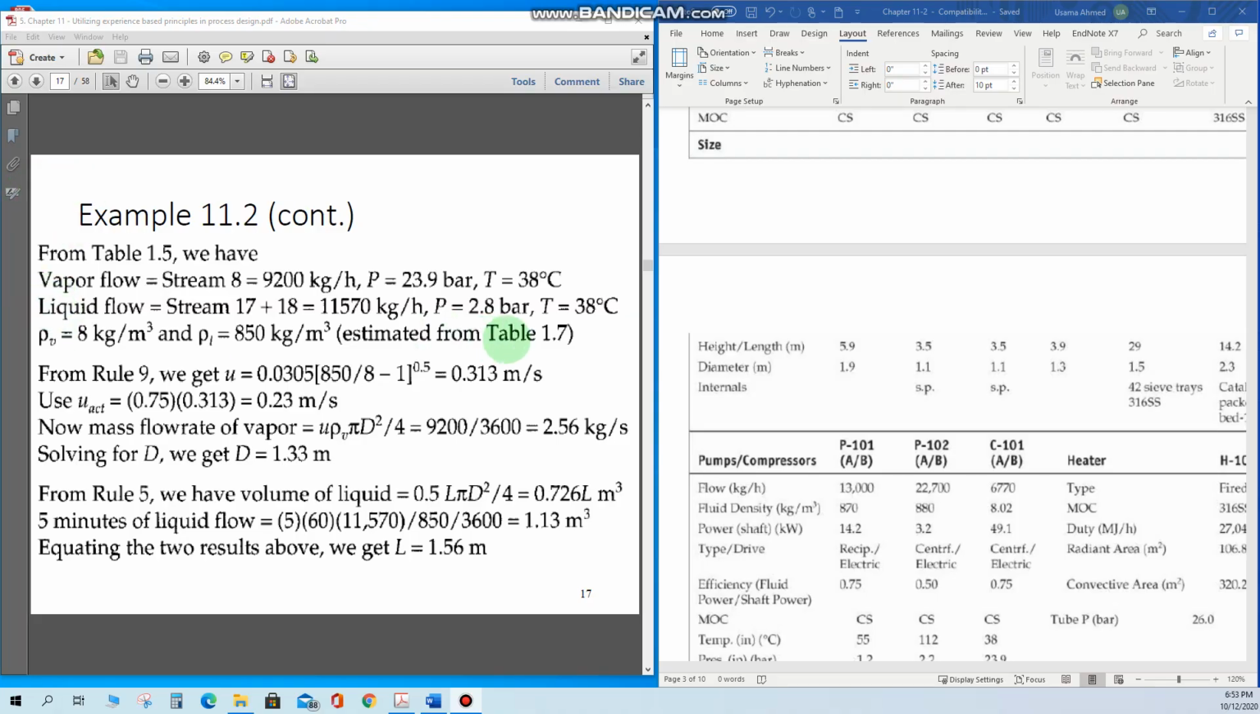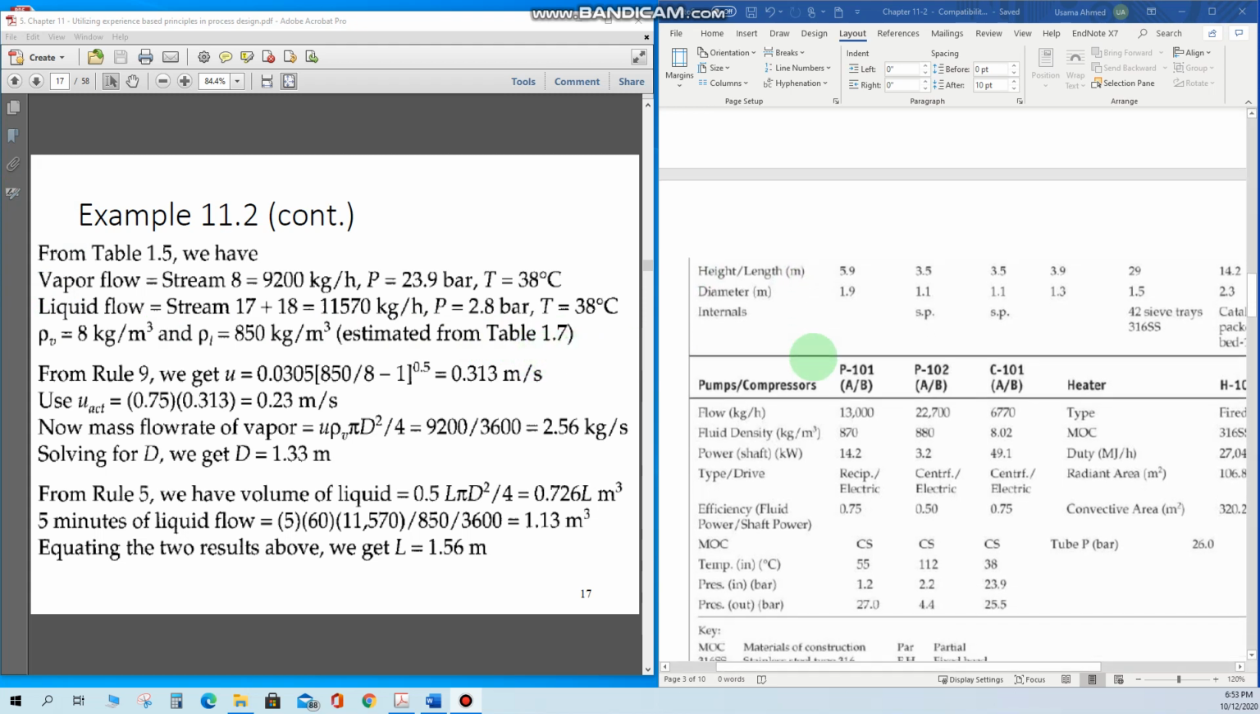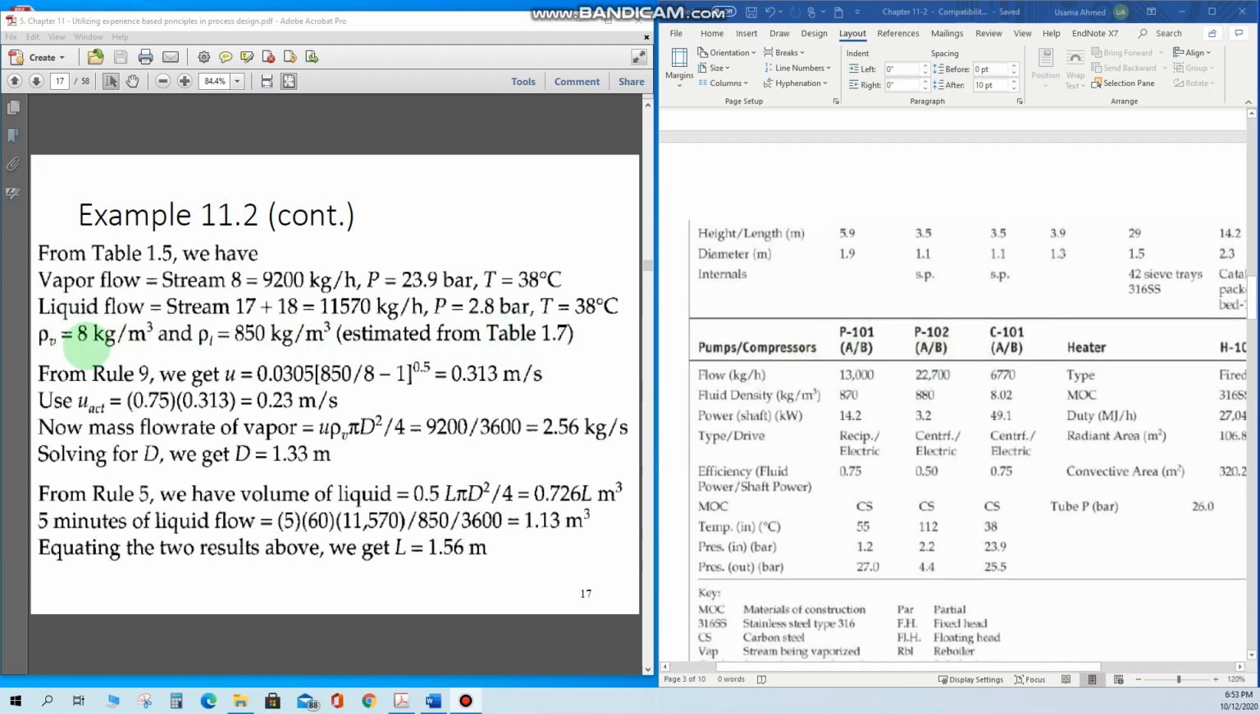Now from this table 1.7, you can actually find out the density for the vapor. That could be the vapors that are going to the compressor, or you can simply use the ideal gas equation to estimate this density. And the same is the case with density for the liquid. If you can get it from this table, it's fine. Otherwise, if you have the information about the component flow rates, then you can use the density of each component, and then you can estimate the density for the liquid mixture that is going into the bottom stream. Okay, so now we have the density for the vapor and the density for the liquid from this table.